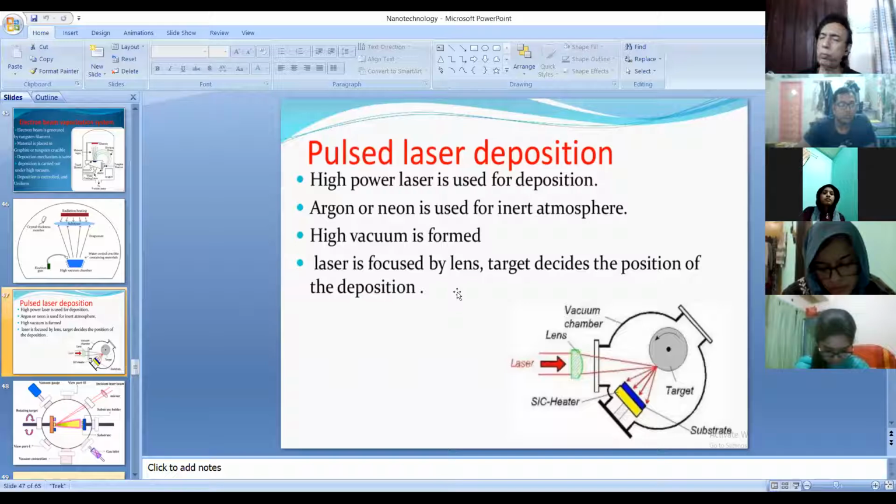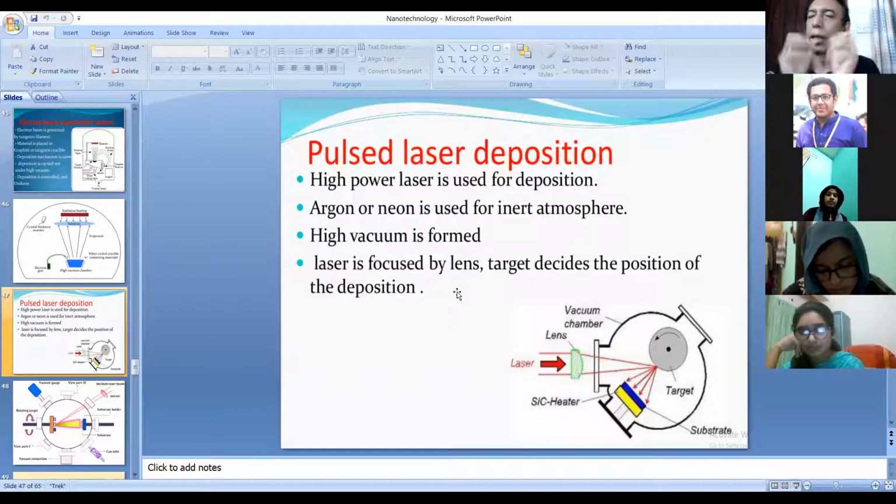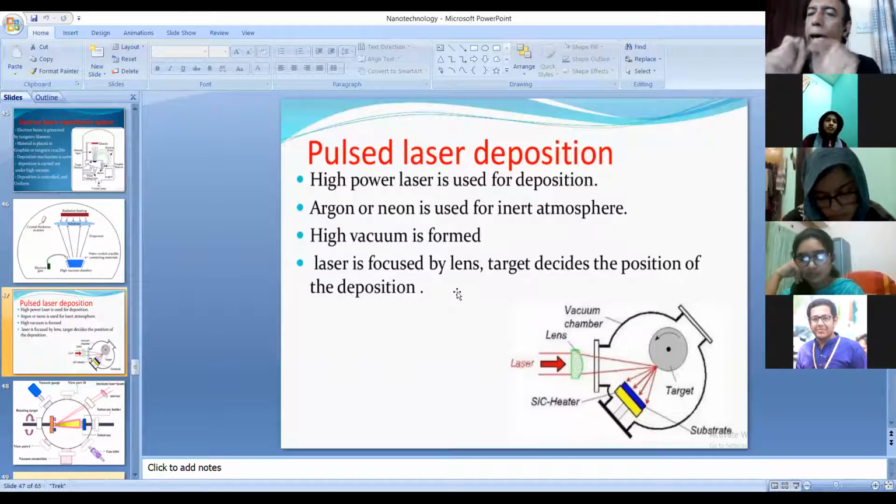So what are the substances in plasma? The substances in plasma are mostly positive ions, some electrons, and some unionized atoms. It is a mixture of positive ions, electrons, and unionized atoms.